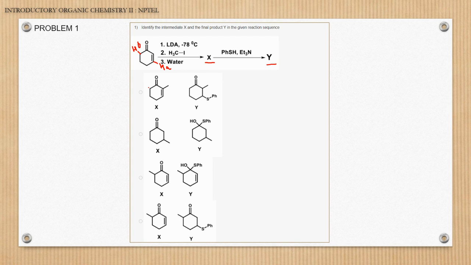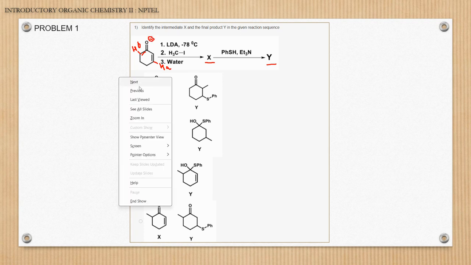I've talked about it: at higher temperature, thermodynamic enolate is the major product, and at low temperature, kinetic enolate is the favored one. So here also kinetic enolate is getting generated, and how is it going to generate? Here you will be getting a double bond. Here there will be a negative charge, right?